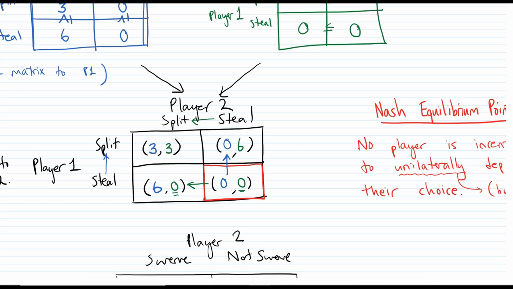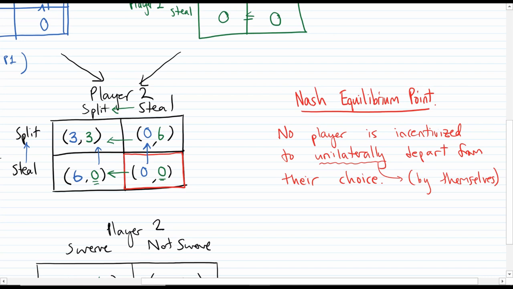Now, if they could both agree to move to split, then they could make it all the way up to this box of 3-3. And that would be great. But that's not a unilateral decision. That's them agreeing and cooperating in order to get a better outcome. And in these games where you can't trust the other person to follow through with their promises, you see why that might be difficult.